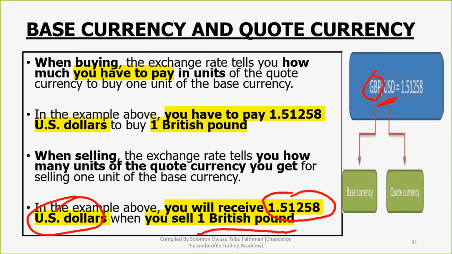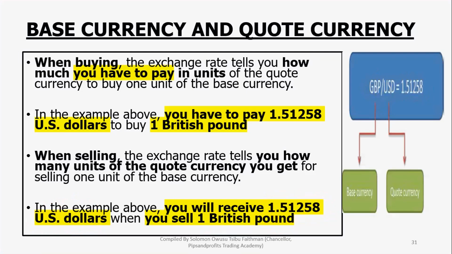So, when you buy, you are going to give 1.51258. The same way, when you are selling the GBP, it means you have GBP to get the US dollar. So when you sell 1 GBP, you're going to receive 1.51258. As simple as that. I'll come to the questions later.